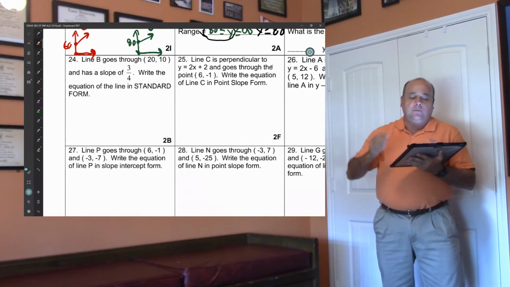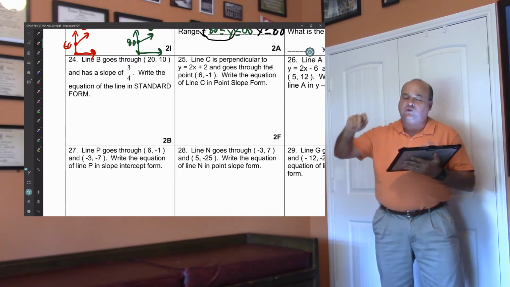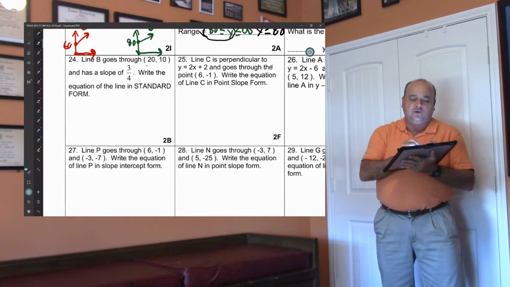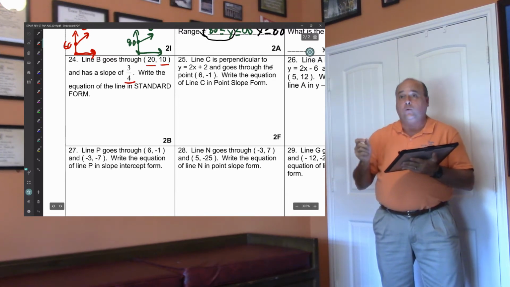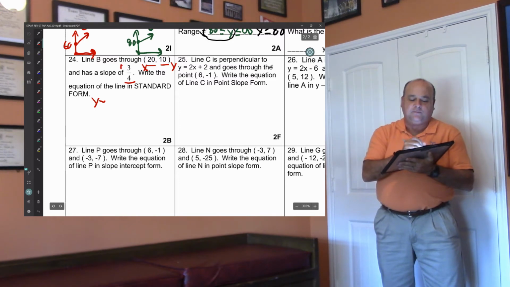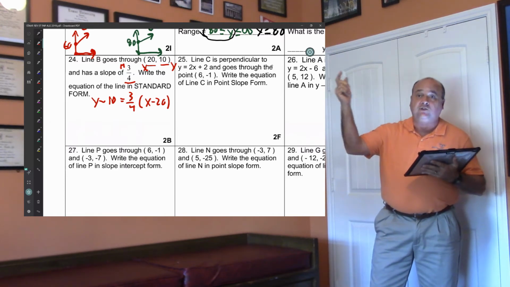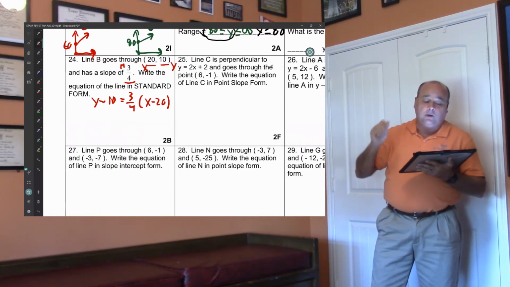Okay, so let's look at number 24. Number 24 is easy. I'm just going to set these up in point slope and let you switch them. So right here, the line goes through (20, 10) and has a slope of 3/4. Let's plug that into point slope. So y minus, this is my y, this is my x, this is my y, this is my m. The opposite of 10 is negative 10, equals 3/4 parentheses x minus 20. So hopefully you can go from a point and a slope into point slope. You should be able to do that.